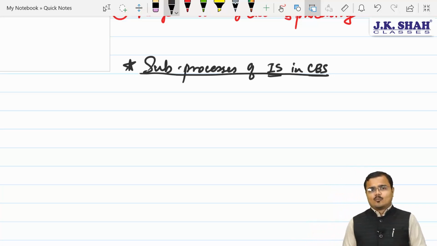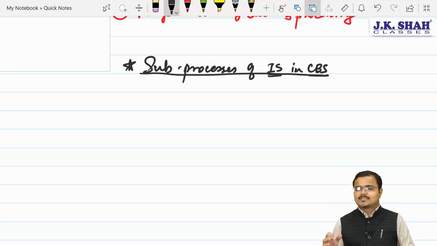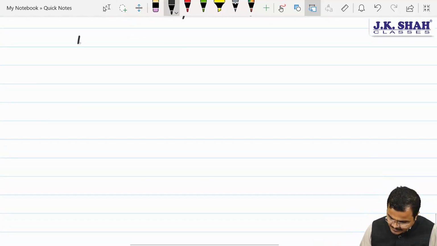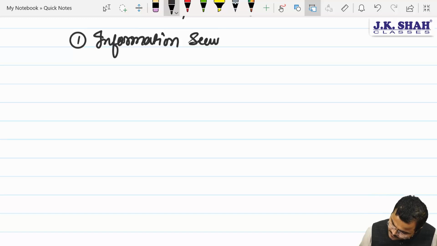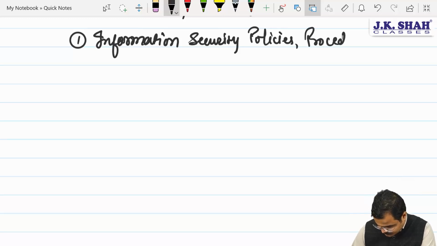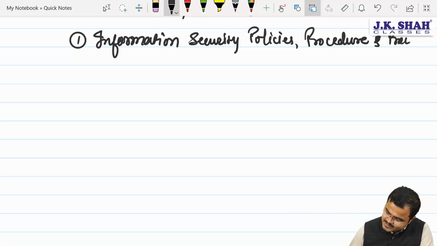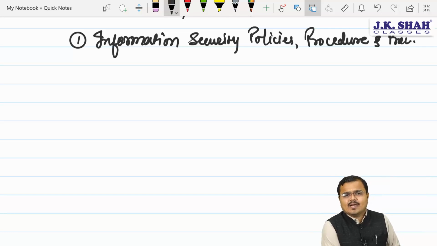The first and foremost, we should have a proper authentication authorization policy. So the first one, chartered, I am going to write it down. The first sub process is nothing but information security policies, procedures and practices. Understood? Yes, sir. Chartered, try to understand. You need to remember this answer now.